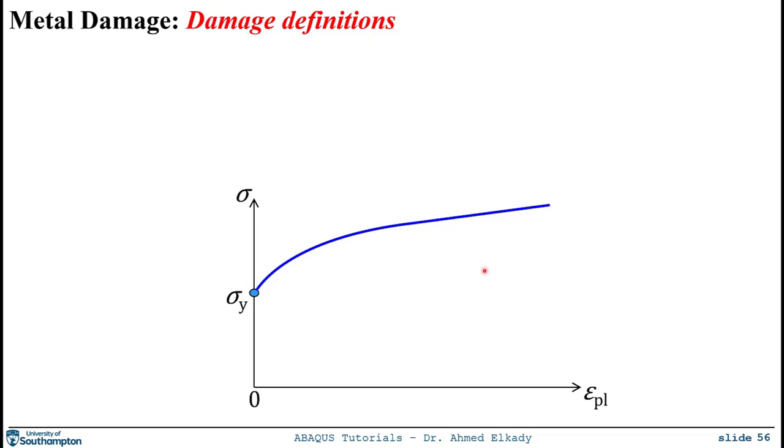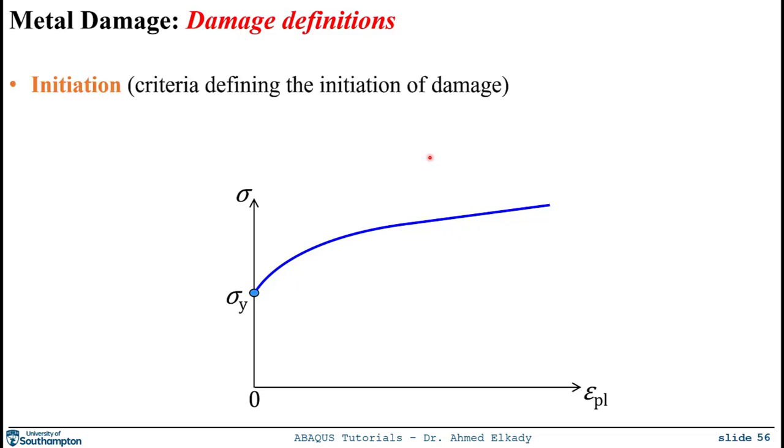This is why we need to define the damage definition or the damage behavior in addition to the elastic and plastic behaviors. So how do we define damage? There are two things that we need to define. We need to define the initiation of the damage. Basically, you are defining the value of the plastic strain at which damage will start occurring.